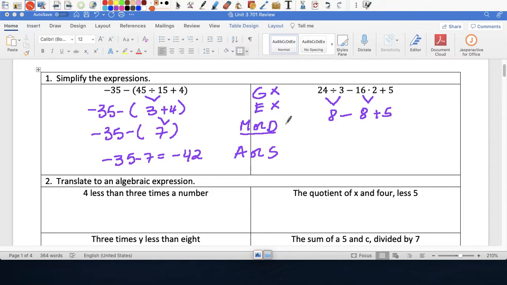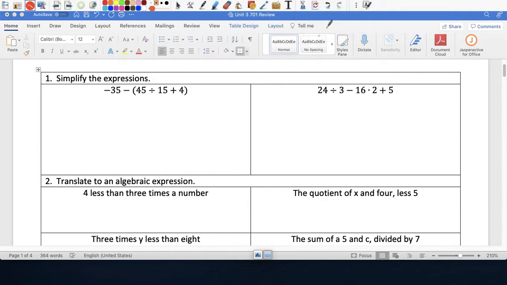Next, so no more multiplication or division. Now we have addition or subtraction. So which one do we do first? Not 8 plus 5, but 8 minus 8. So subtraction comes first. 8 minus 8 is 0, and 0 plus 5 equals 5. So remember, in this direction, right? From left to right, whoever comes first.